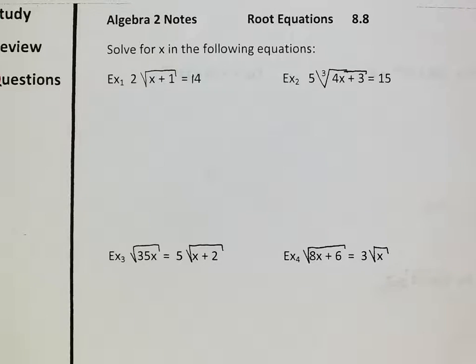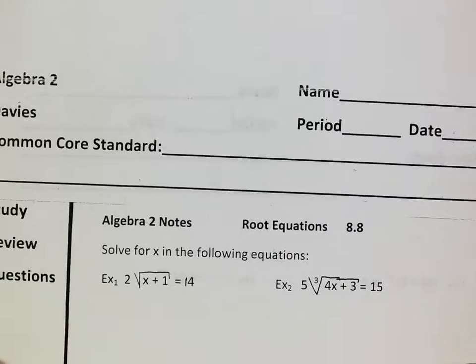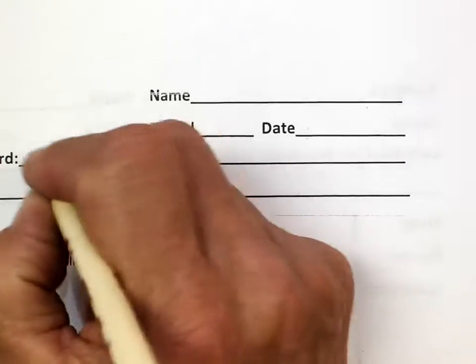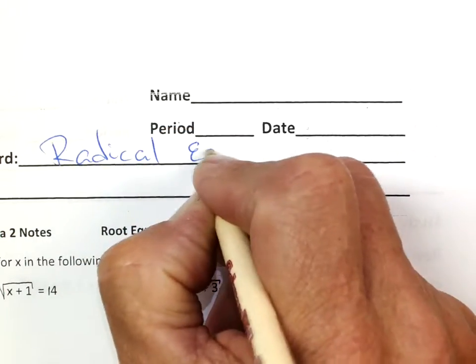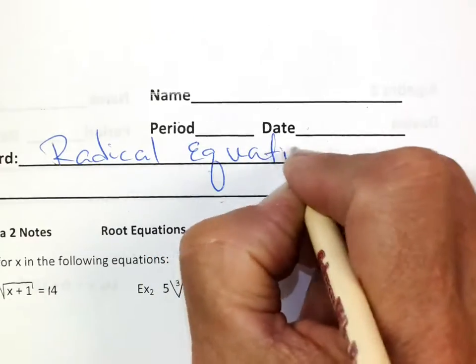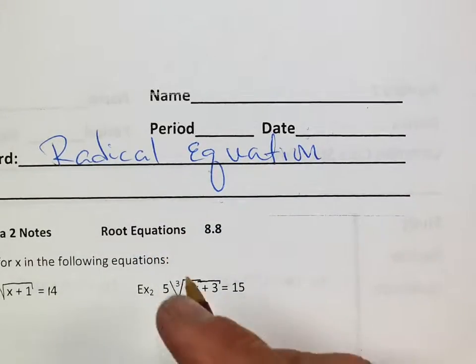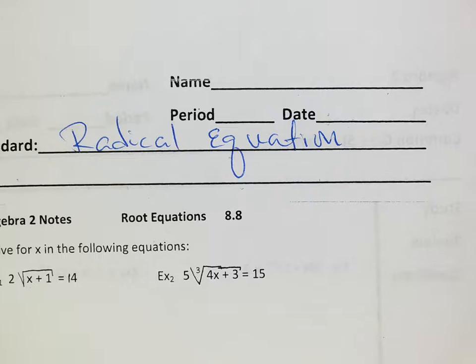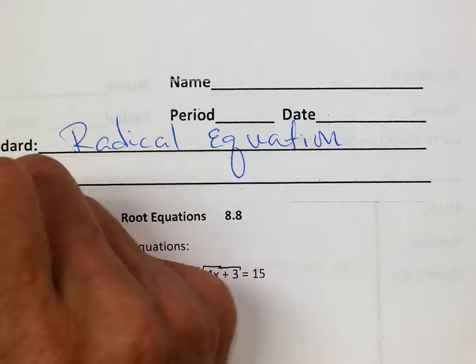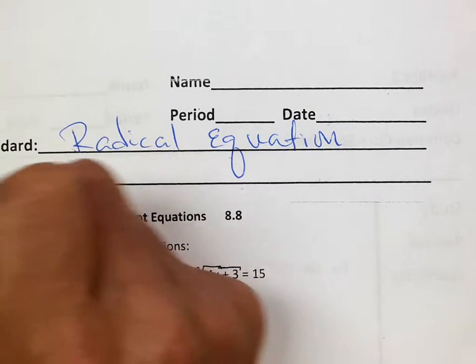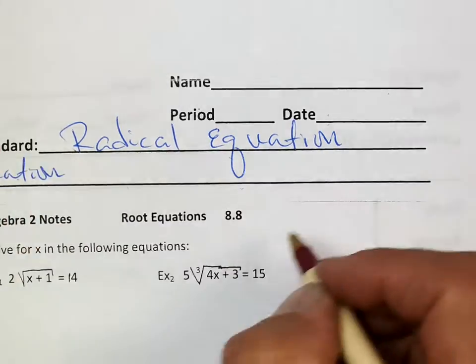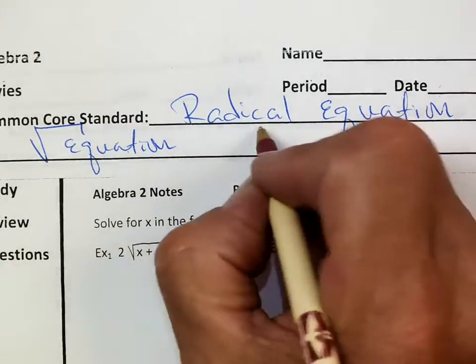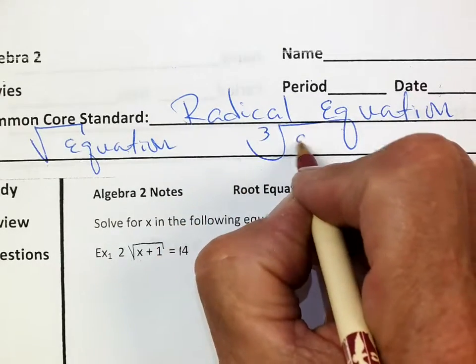So today we're talking about radical equations. Fancy name for square root equations, right? Or cubic. So we're either going to do a square root equation, or we might even do a cube root equation, okay?